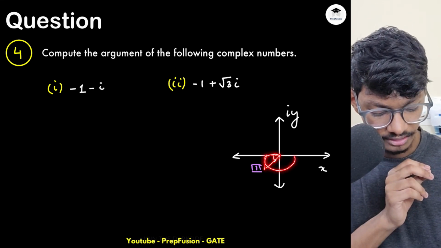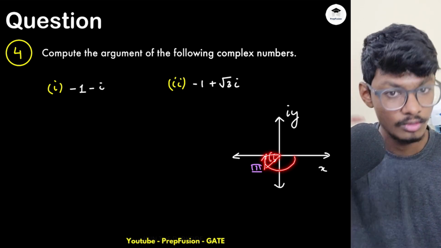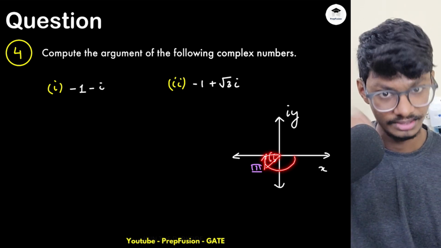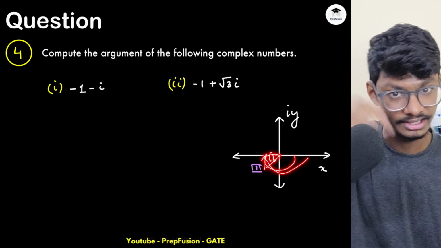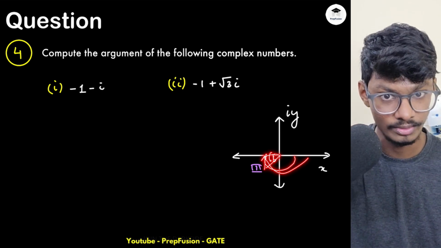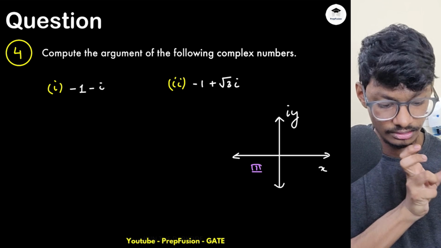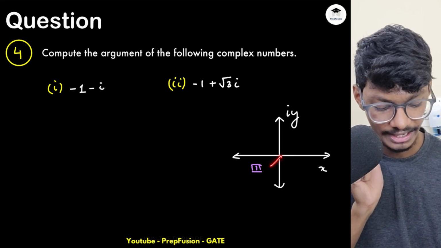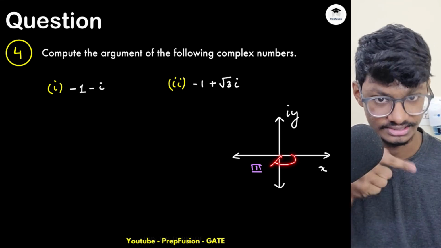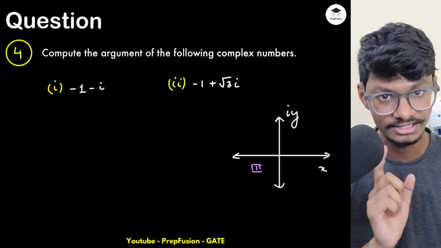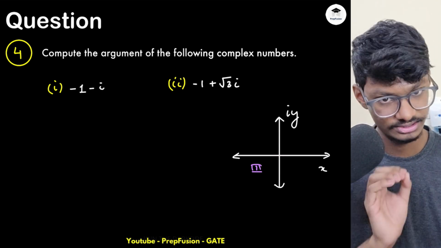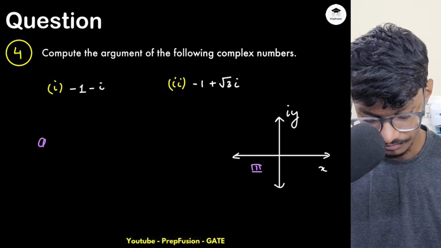The argument will be, if I rotate minus pi, and then again rotate plus theta clockwise, it will be minus pi plus theta, which will be my actual angle from the positive x-axis in the clockwise direction. So that is what I have to compute. So first, you understood what you have to compute, right?